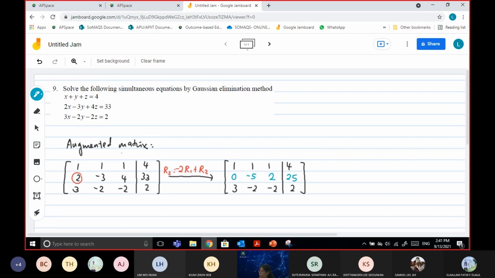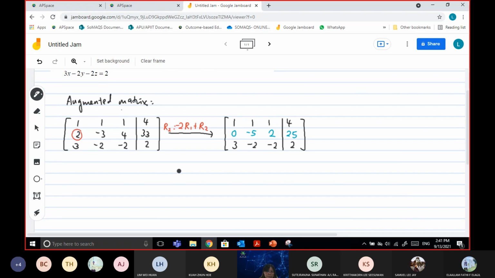So that's how I write my answers for the second row. If you use a different operation, then your answer for the second row will be different from mine. As I say, there are multiple ways to do it. Let me continue. So next, I proceed to the next step.